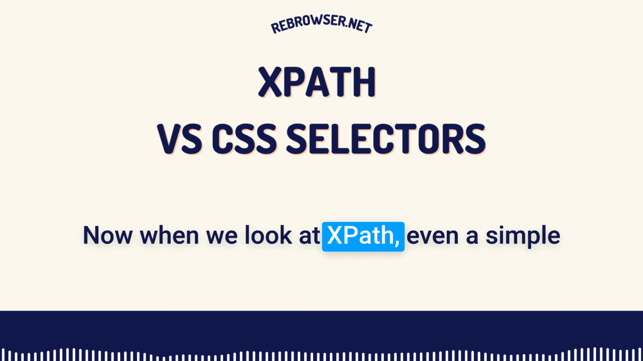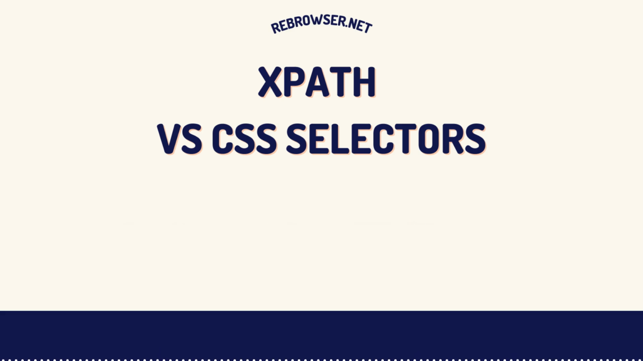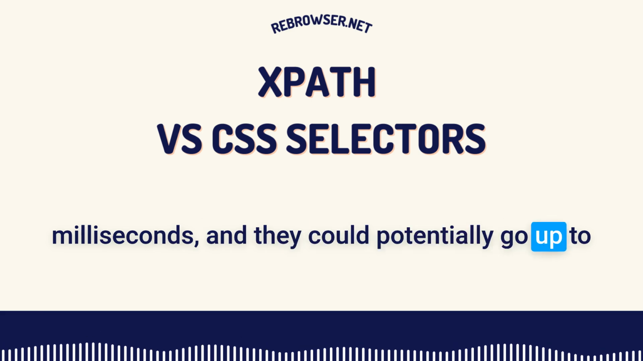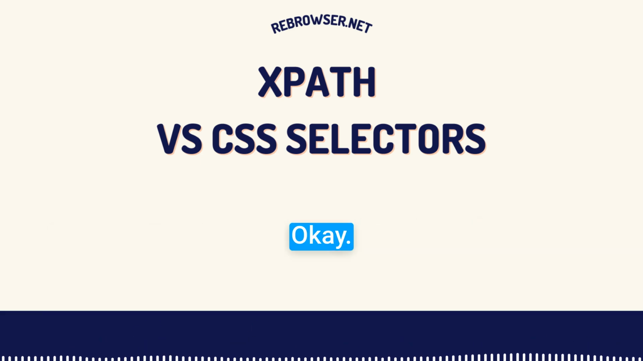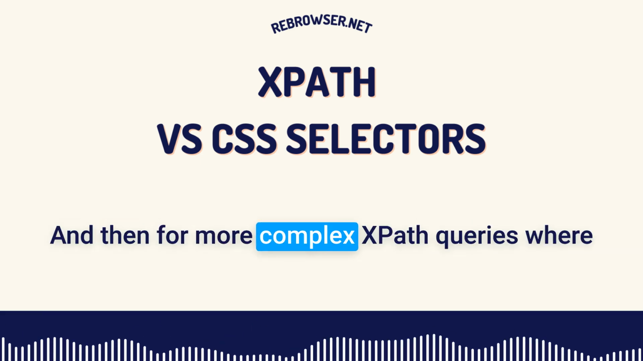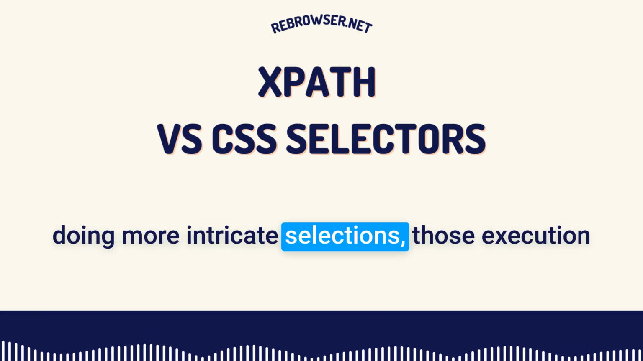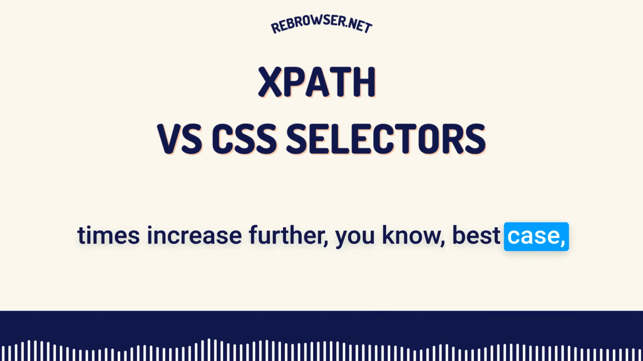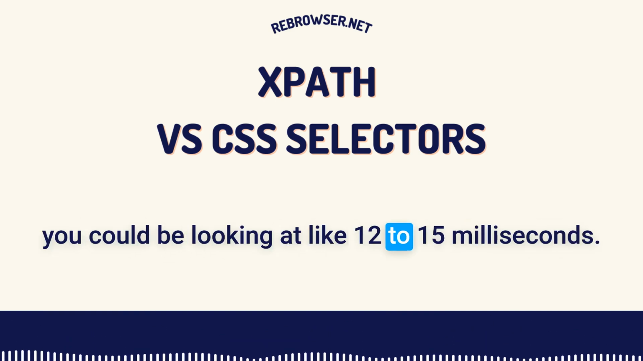Now, when we look at XPath, even a simple XPath query takes a little bit longer. Best case times are around 3 to 4 milliseconds, and they could potentially go up to 8 to 10 milliseconds in less ideal scenarios. And then for more complex XPath queries, where you're chaining a lot of conditions together or doing more intricate selections, those execution times increase further. Best case, maybe 5 to 6 milliseconds, but in the worst case, you could be looking at 12 to 15 milliseconds.